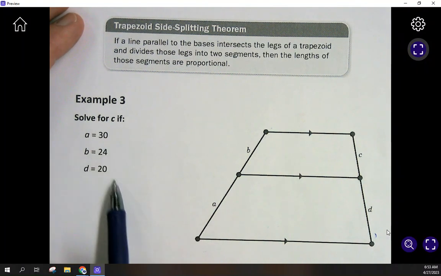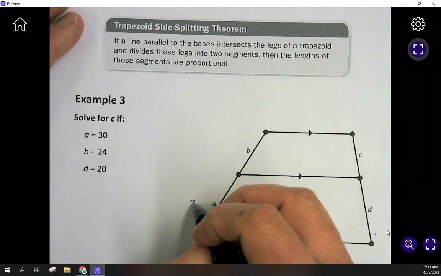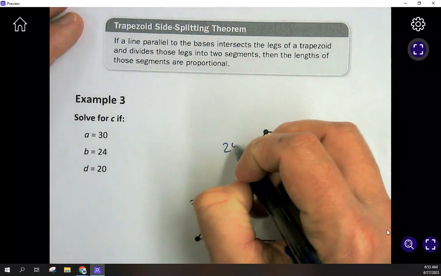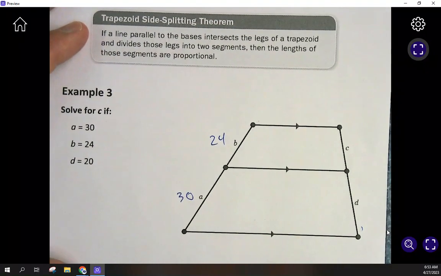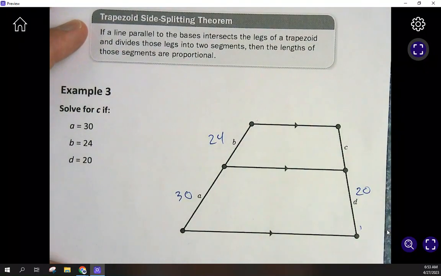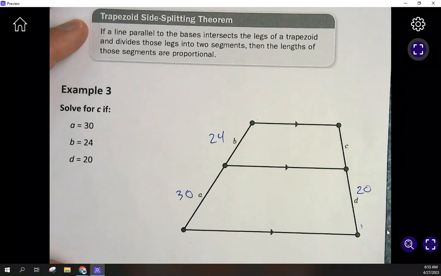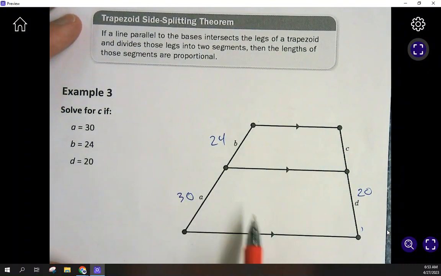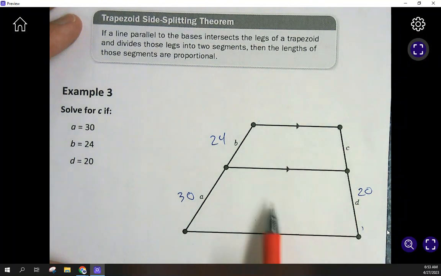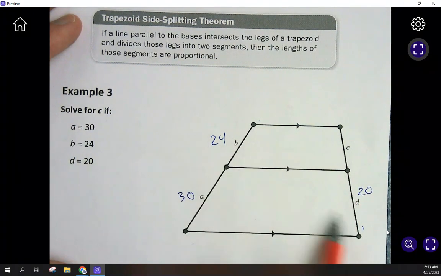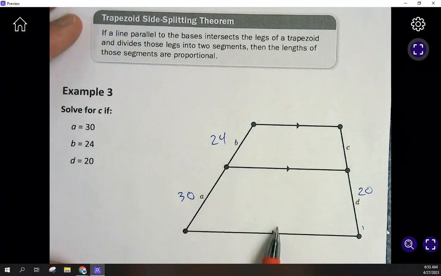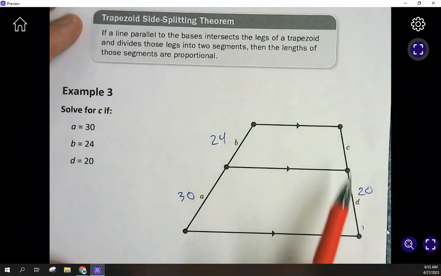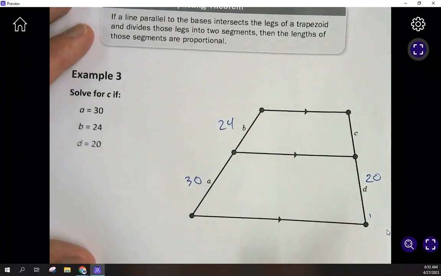So let's go ahead and solve for the missing piece. A is 30, B is 24. D over here is 20, and we're missing C. So based on this theorem, these bases are parallel. I have another line going through, not diagonally or anything like that. It's parallel to the bases. It will cut these pieces up not equally, but proportionally.